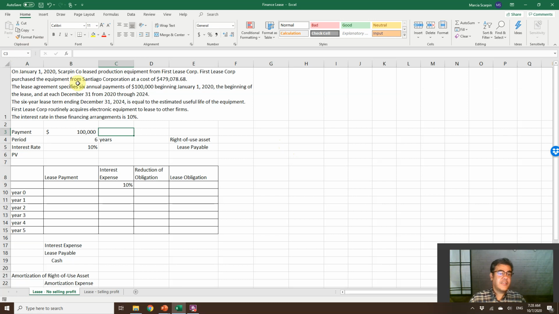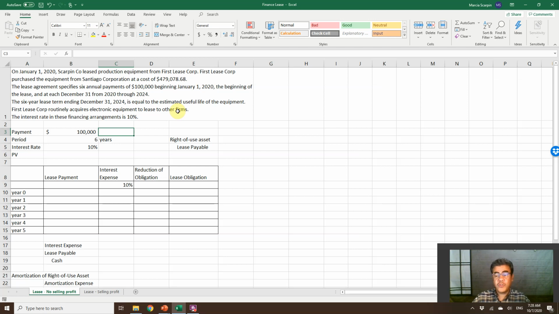The 6 year lease term ending December 31st, 2024 is equal to the estimated useful life. So here we have a finance lease equal to estimated useful life. And by the way, that classification that we had earlier is valid only in the US, only with US GAAP. Under IFRS, we don't have operating lease anymore. The interest rate on this finance arrangement is 10%.